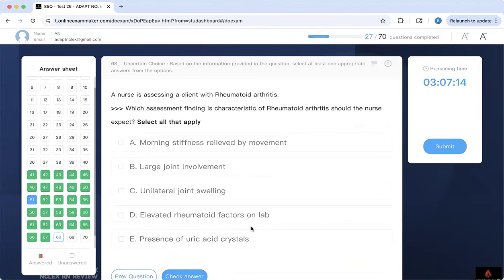Which assessment finding is a characteristic of rheumatoid arthritis that the nurse should suspect? A nurse is assessing a client with rheumatoid arthritis. Which one is consistent with rheumatoid? This is musculoskeletal, physiological adaptation. Morning stiffness relieved by movement, large joint involvement, unilateral joint swelling, elevated rheumatoid factor on lab, and the presence of uric acid. If you want to distinguish between rheumatoid arthritis and osteoarthritis or gout, which of these is consistent with that?